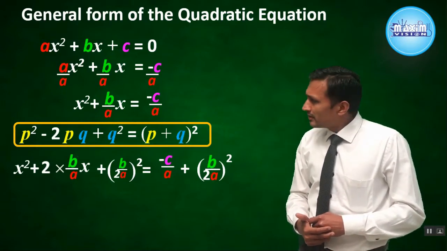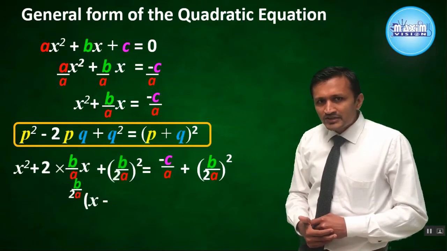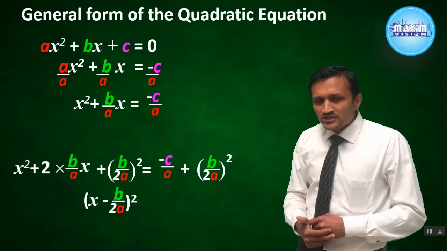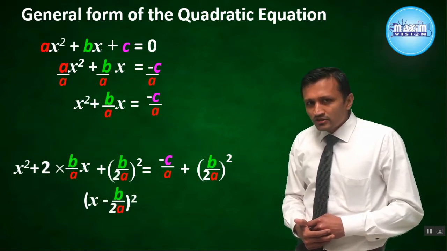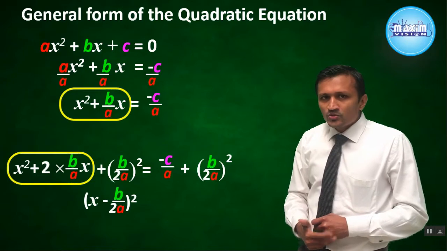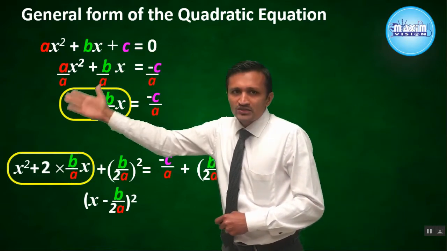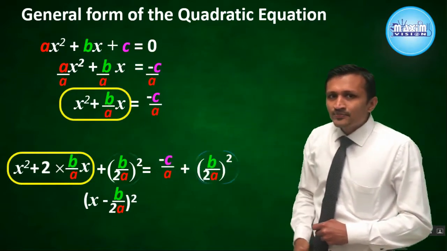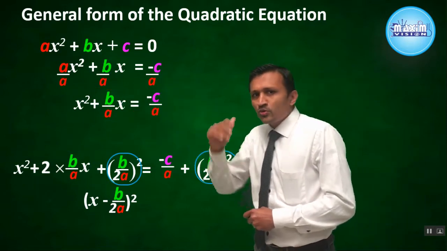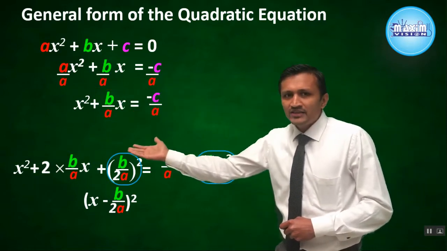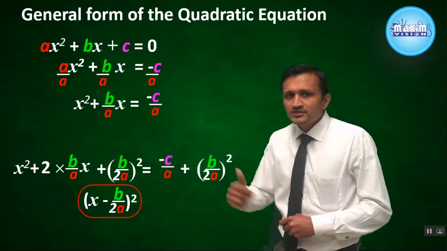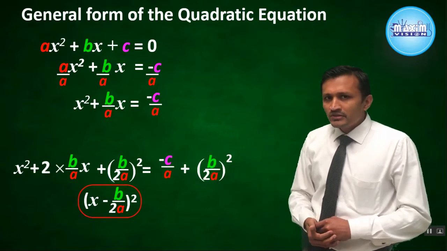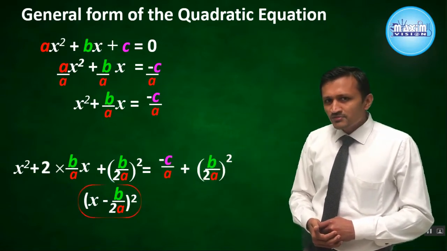What is that binomial expression? That is (x plus b over 2a) whole second power. Now you can see we had these two parts in the left hand side, and these two squares were added to both sides, and we arrange this second power. Then we can do the further simplification.